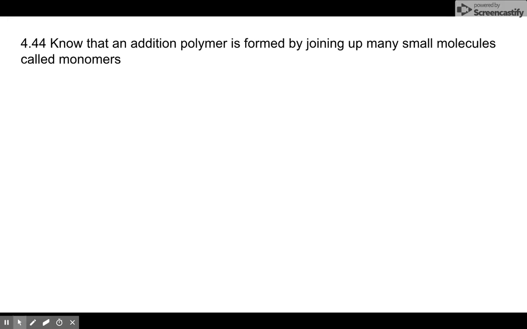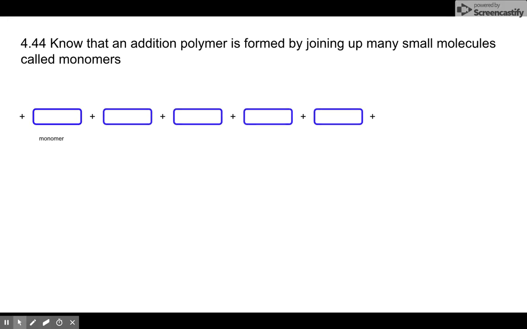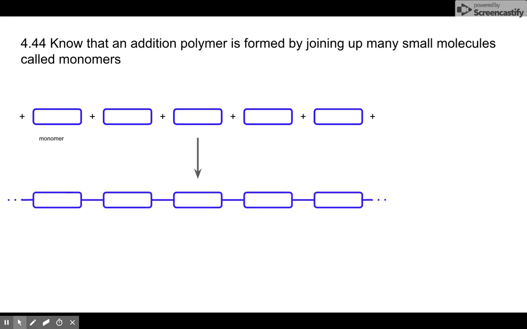4.44, we're looking at addition polymerization. So here's a simple representation of addition polymerization. We've got a small box, and that represents our monomer. The idea is we have lots of our monomers all lined up. They're separate at the moment. So we've got 1, 2, 3, 4, 5, plus dot dot dot, that implies that we've got many more than 5. And when they react, all that happens is we produce one long chain. And that's called the polymer.